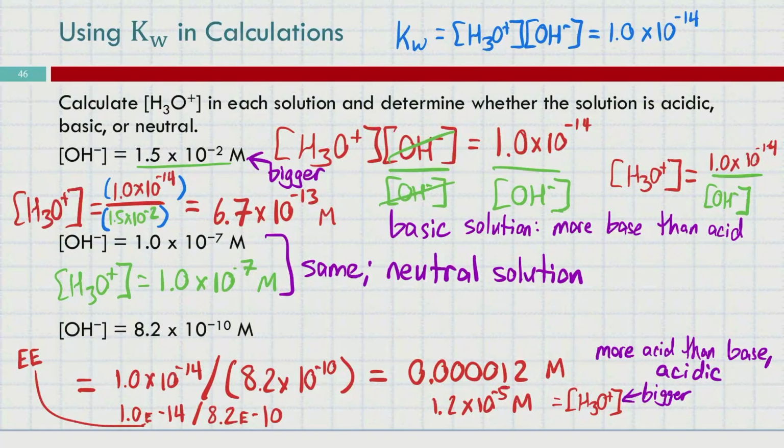One way to check that you've done these problems probably correctly is if you look at the exponents. For our last example, we had 10 to the minus 5, and we were given 10 to the minus 10. If you add the exponents up, it gives you minus 15. That's plus or minus 1 of the 10 to the minus 14. That's good, that's what we want.